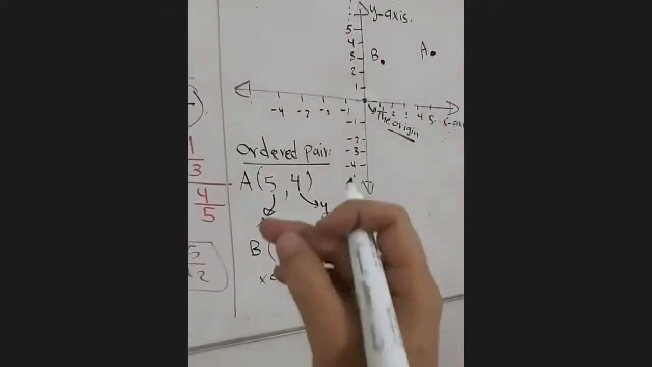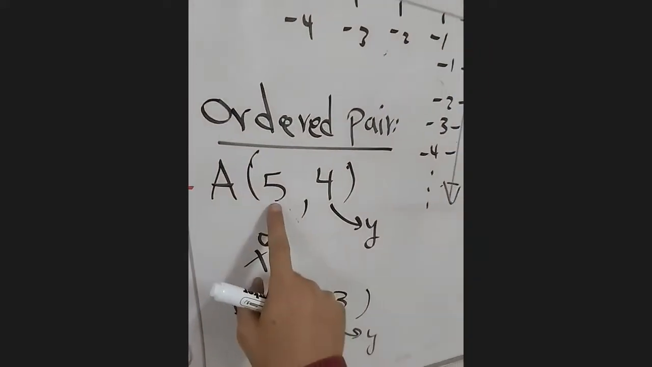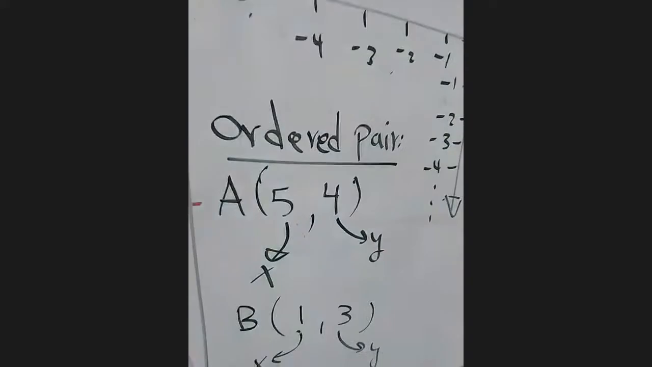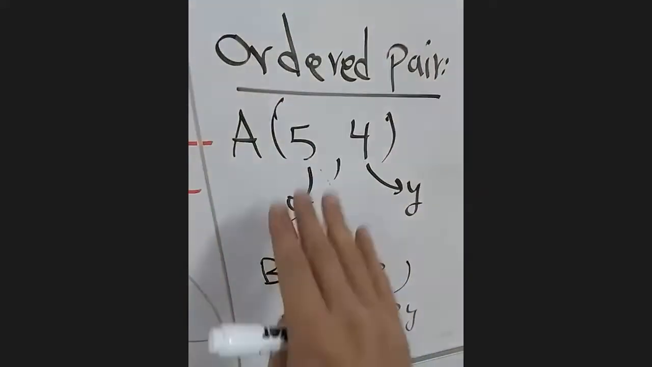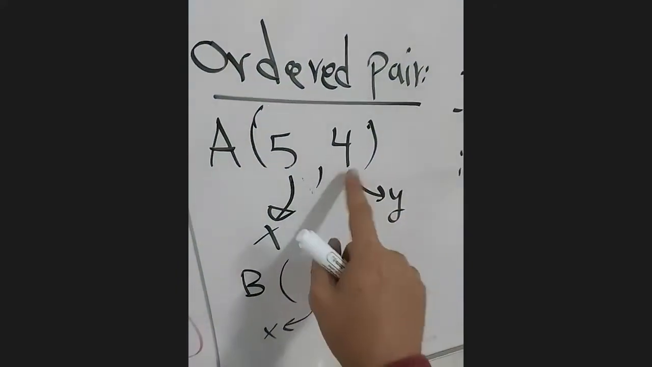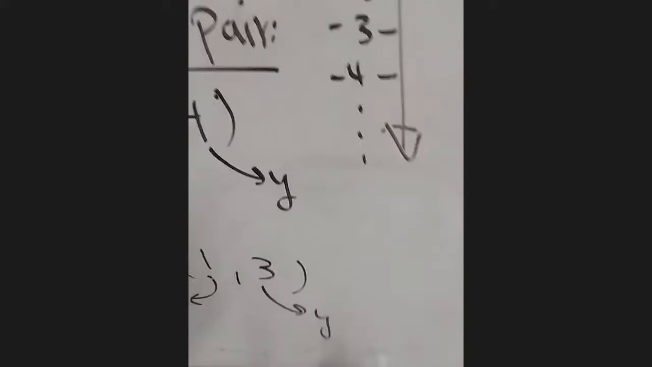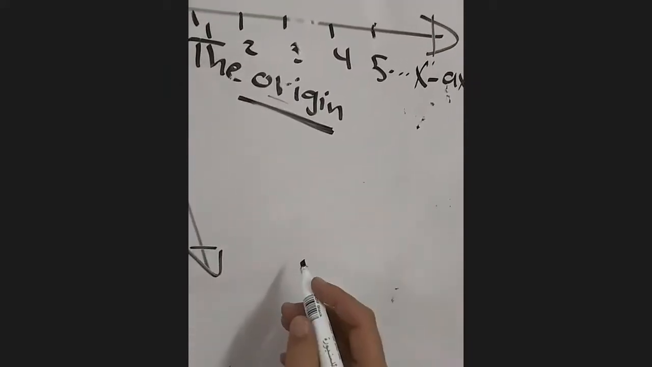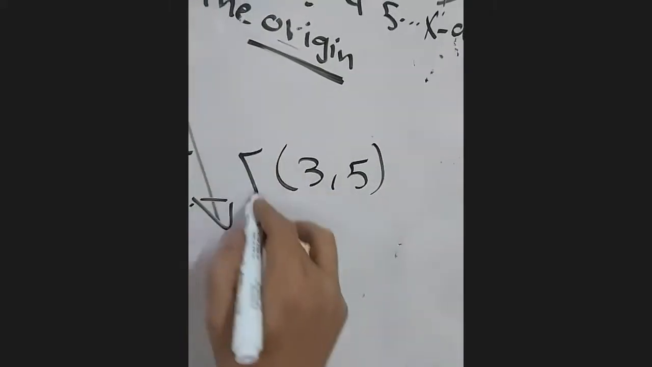So how do we plot the ordered pair on the coordinate plane, guys? First, we go to x, then we go up or down for the negatives, but you don't have negatives. Then we go up until we get the y, okay? Then we put our point. So, for example, let's take another example. It's 3 and 5. I will call it point F, for example.